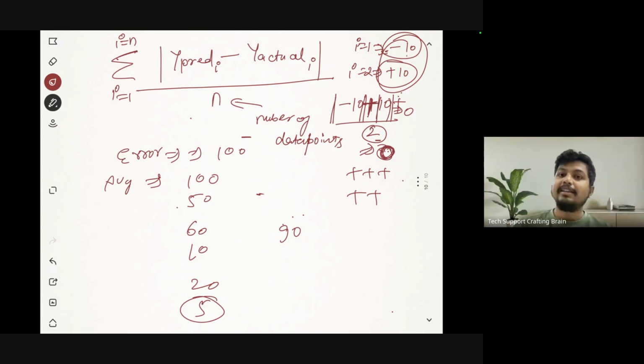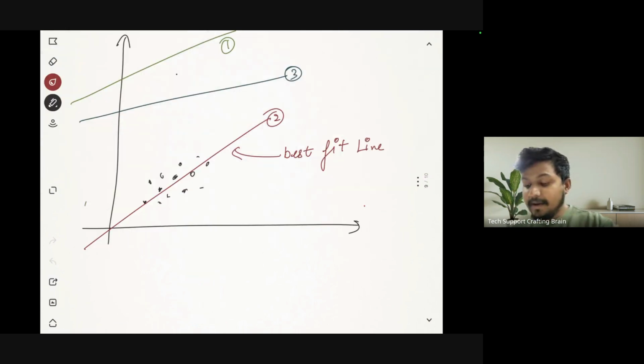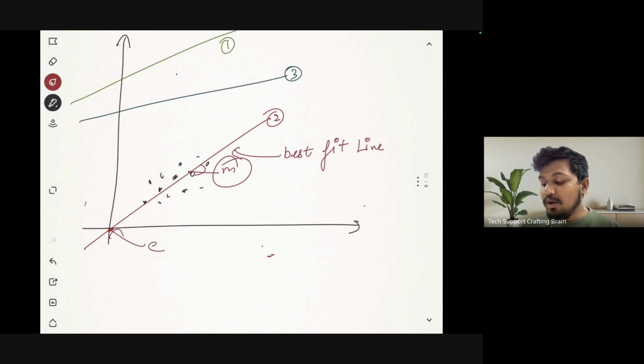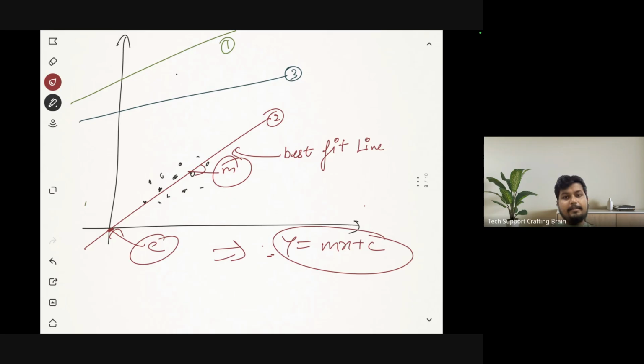And once you find the best fit line, that means you are able to find the best m and best c value. If you see, guys, we got the best fit line here for this data. So I simply need to know the slope, that is the m value, and the intercept, that is the c value. I got my m value, I got my c value. I am able to make the prediction using y equals mx plus c, yes or no, guys? Yes.